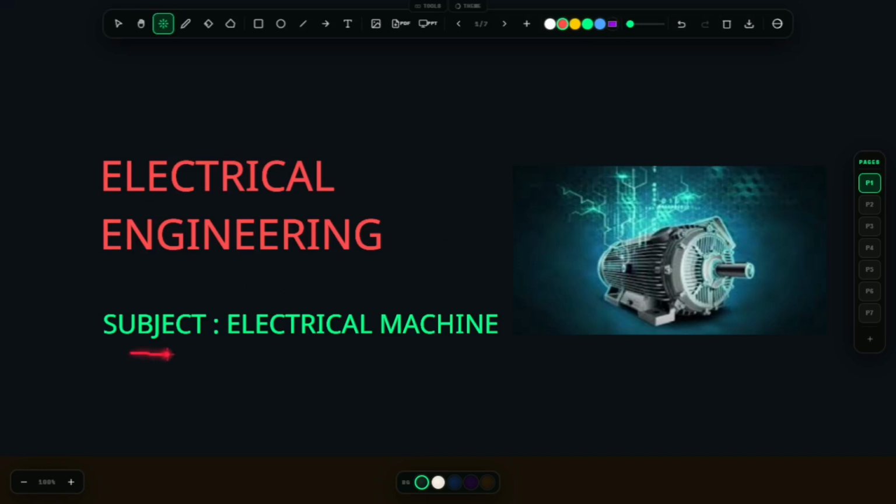Today I am dealing with a subject called electrical machine. It is the most fundamental or basic subject for electrical engineering, where we learn about the machines we use in electrical machine like generator, motor, transformer, etc. So let's begin.